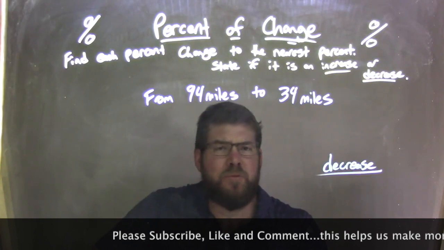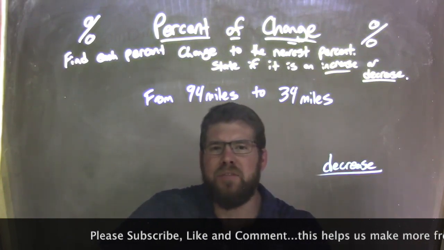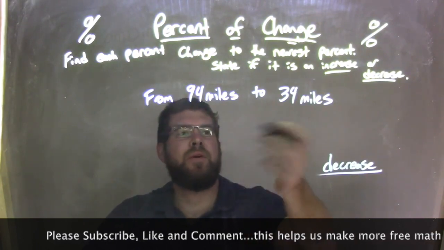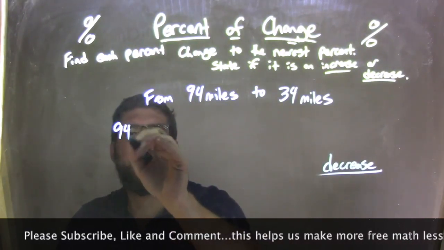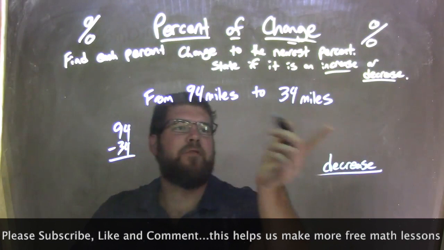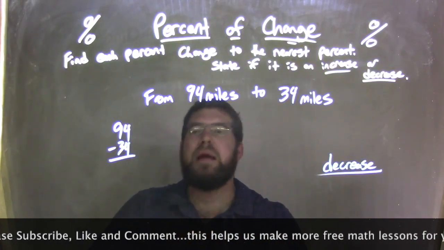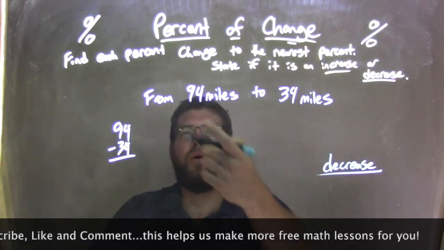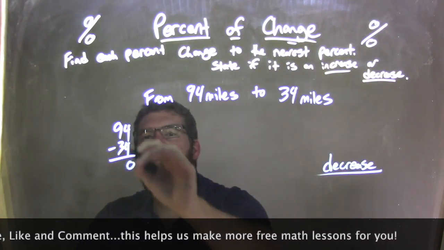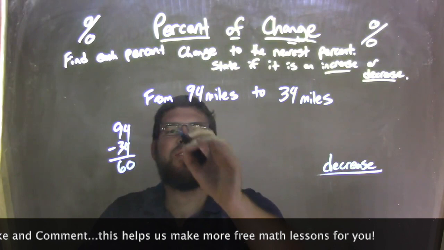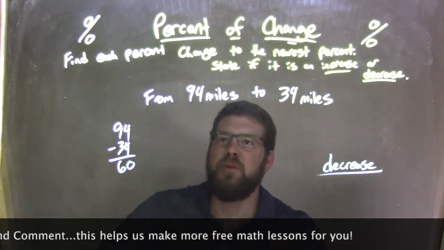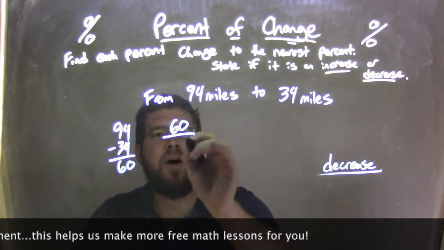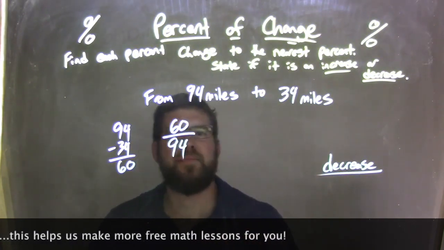To find the difference, I need to deal with positive numbers here. So I'm just going to take whichever number is larger, which is 94, and subtract 34 from it. So take 94 minus 34, and that'll give me how many units are between them. I want it to be positive, so I'm picking the larger one first. 4 minus 4 is 0, 9 minus 3 is 6, and so we have a 60-mile difference between these two values. We still take that 60 miles, we divide it by our first number, 94, okay?